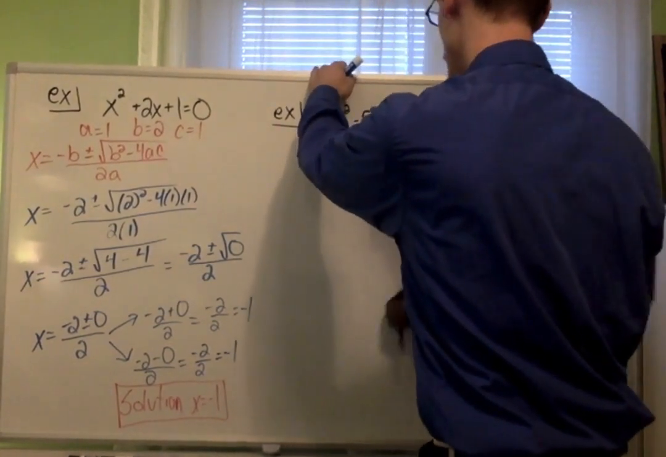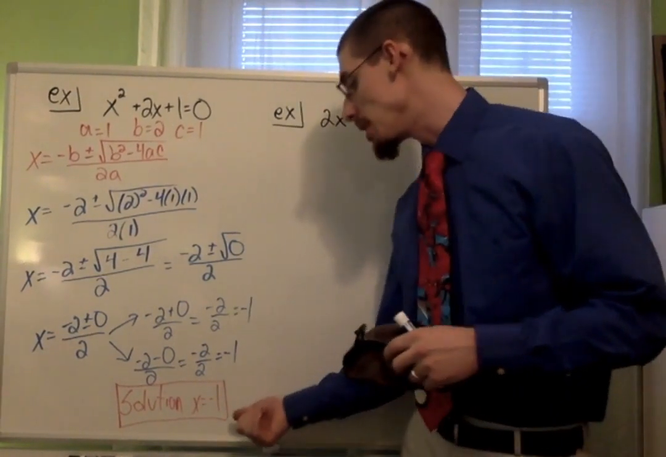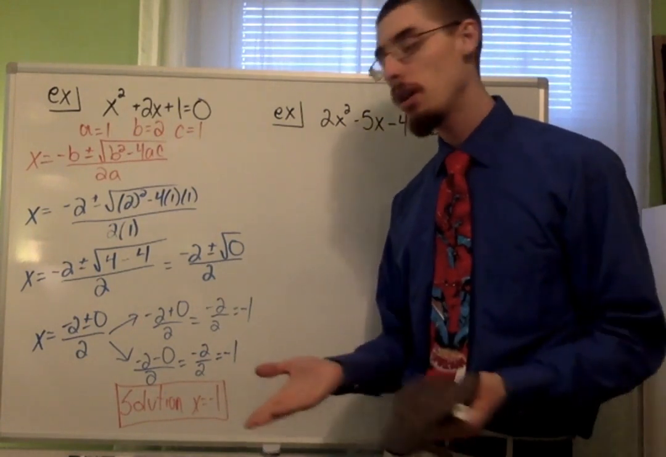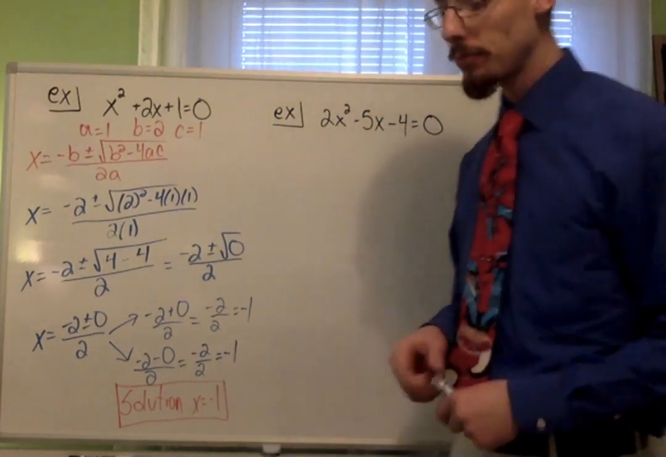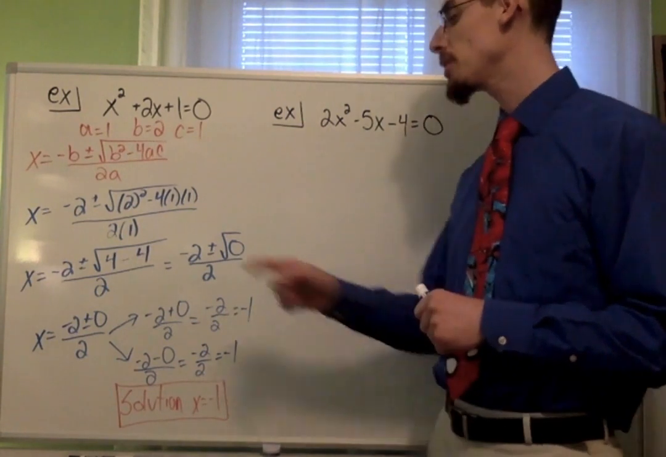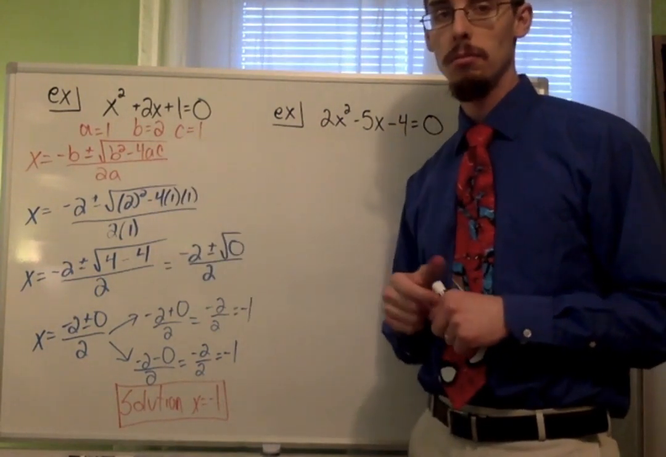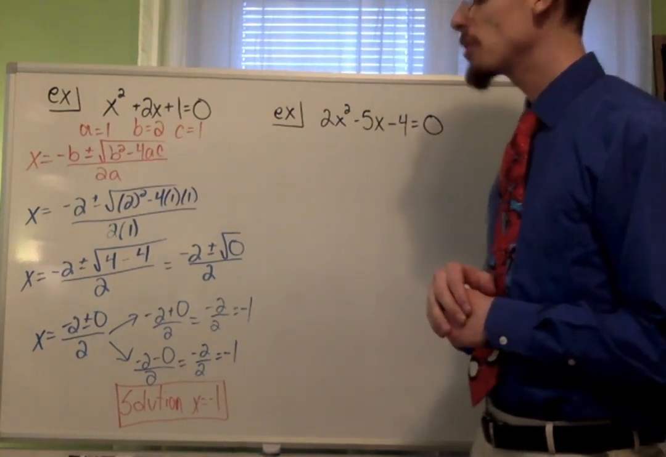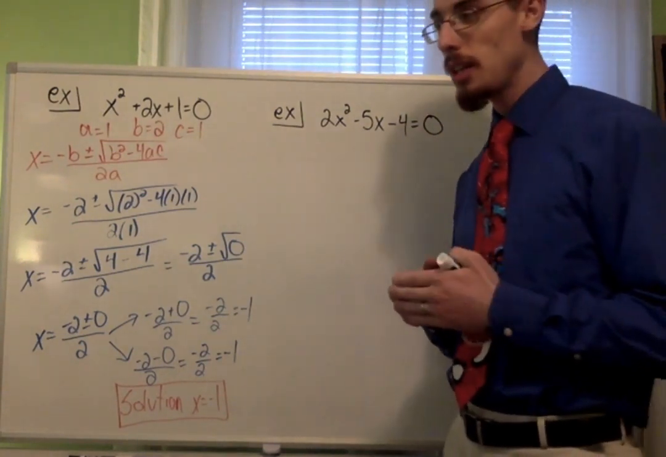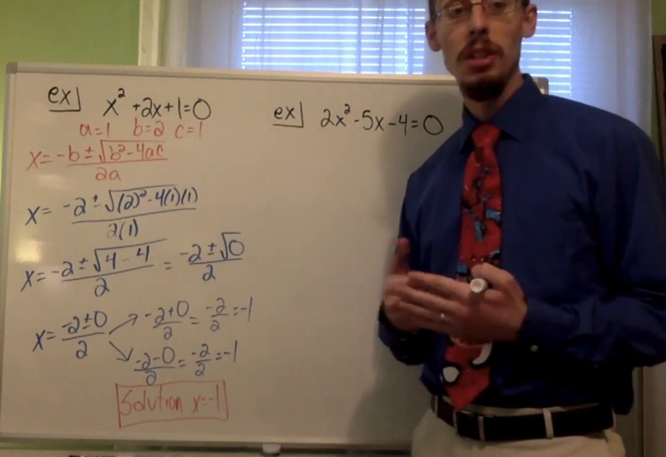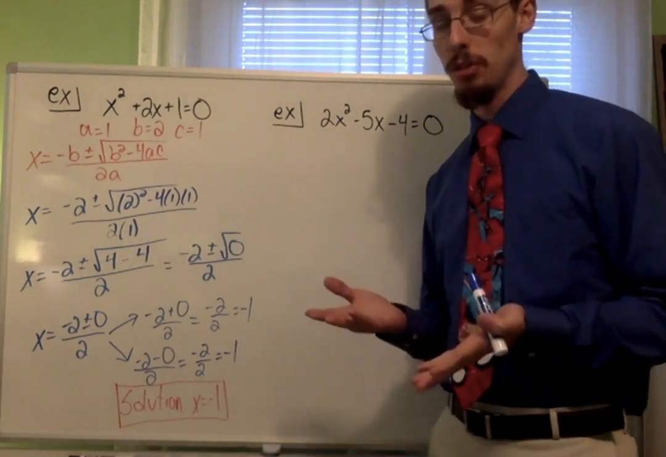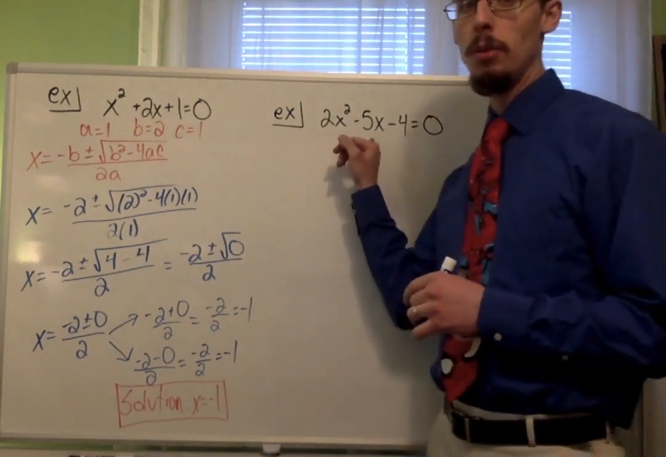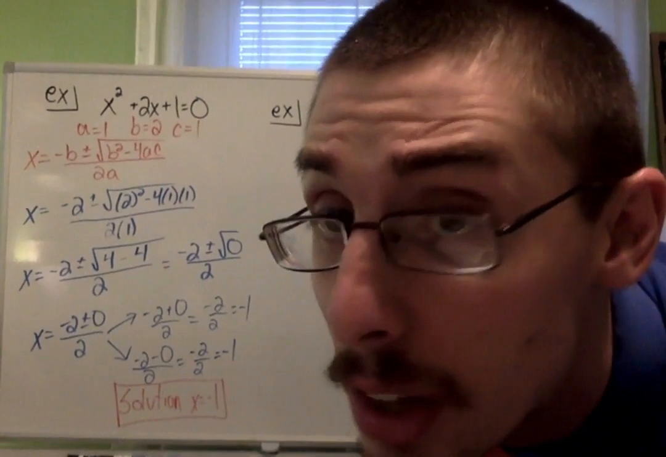Now you might notice that this one also turned out to be a pretty nice number, right? Before we got negative 3 and negative 1, now we have negative 1. Most problems that require the quadratic formula, though, the answers are usually messy. They're usually decimals. They're usually irrational decimals. So let's work through this example and see what that might look like.